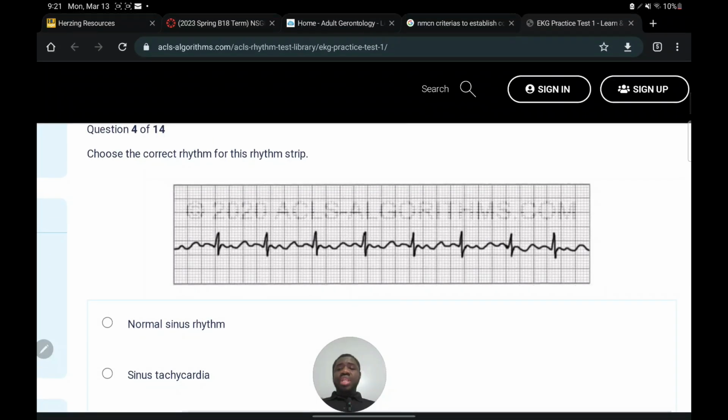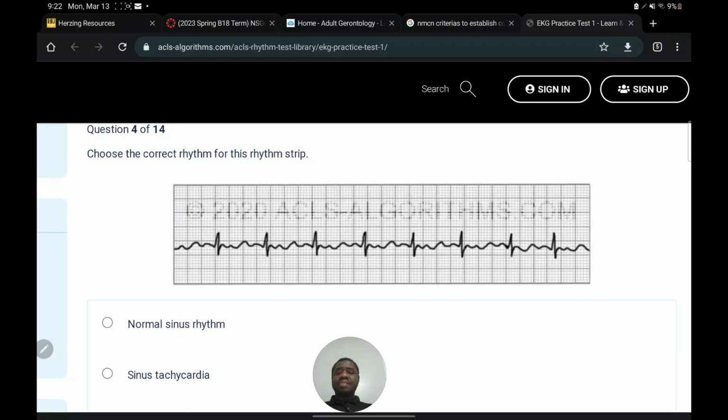Let's choose the correct rhythm for this rhythm strip. Like I have said before, the first thing we calculate is the rate, the number of hours. 1, 2, 3, 4, 5, 6, 7, 8. So 8 times 10, that is 80 beats per minute. And is the rhythm regular?